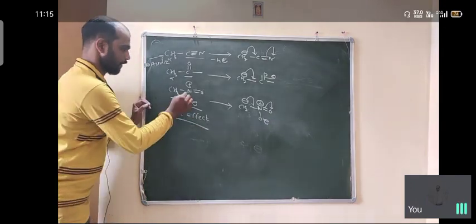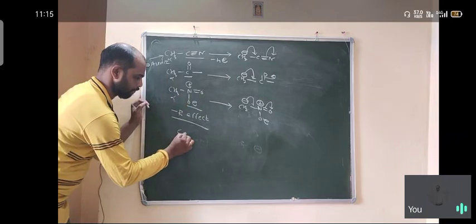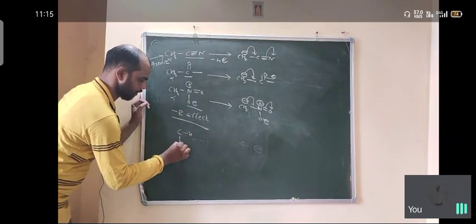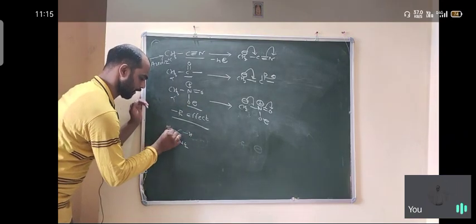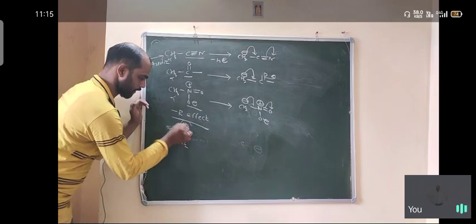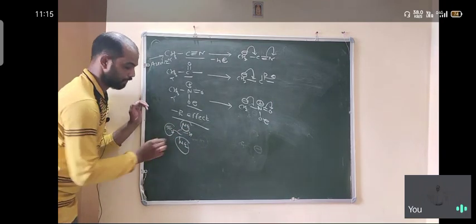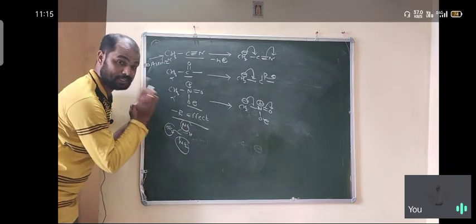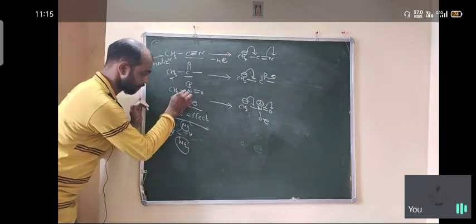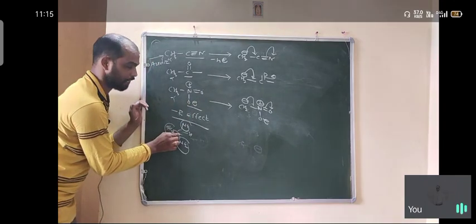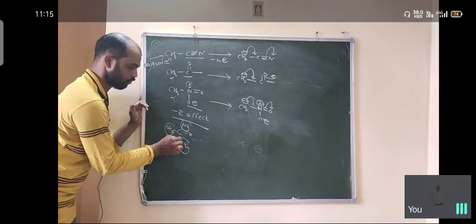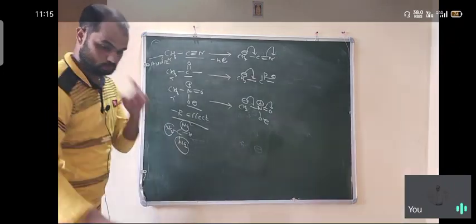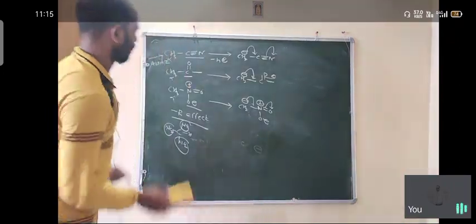Suppose we compare here the NO2, or suppose CH with three NO2 groups here. Again a strong withdrawing effect is available. Due to this, again the acidic nature of the hydrogen will increase. That means as compared to this, it readily forms the carbanion because the number of electron withdrawing groups has increased. So this way we can form the carbanion.